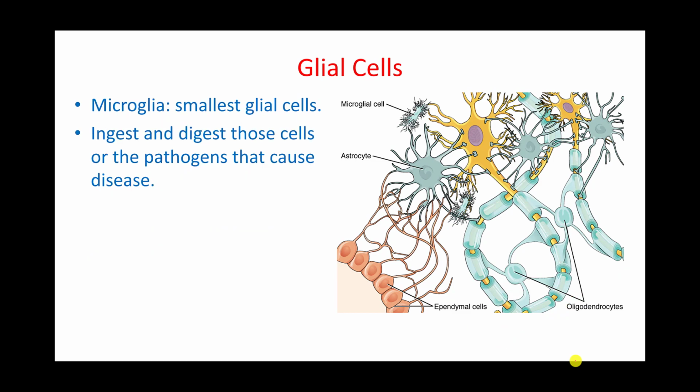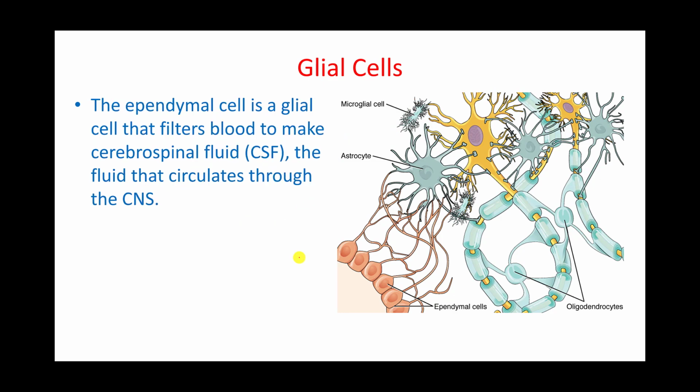The microglia, these are small cells. We can think of them as having immune functions of the nervous system. They can ingest and digest pathogens that might cause some diseases. So they clean the nervous system. Lastly, the ependymal cells. These are the ependymal cells, and they are important because they are responsible for filtering blood to make the cerebrospinal fluid, the CSF. This is something we are going to deal with later. For now, just understand that their function is to produce the CSF, or the cerebrospinal fluid.